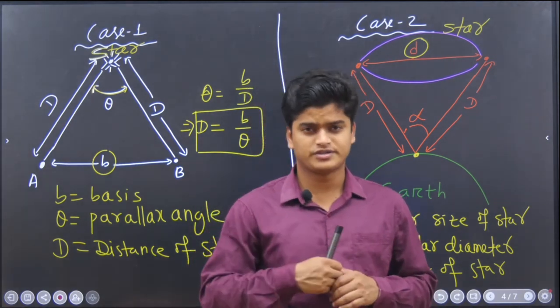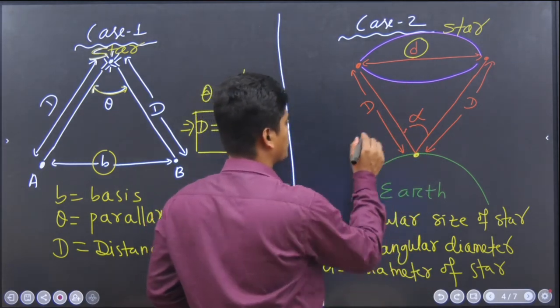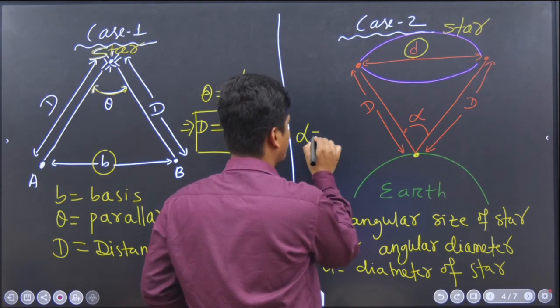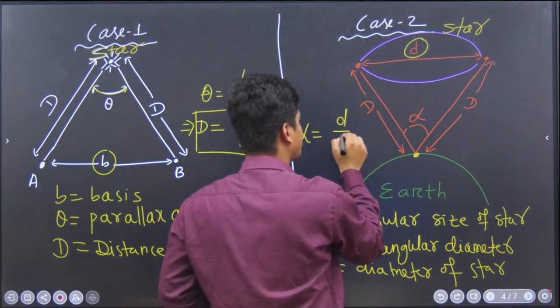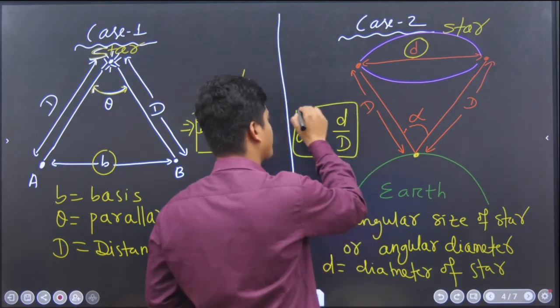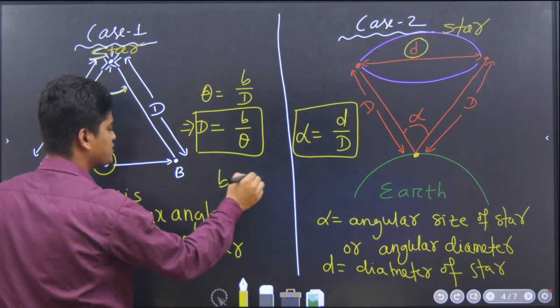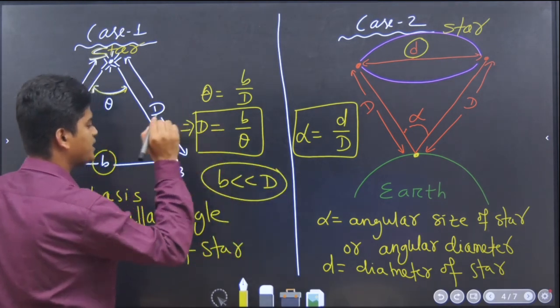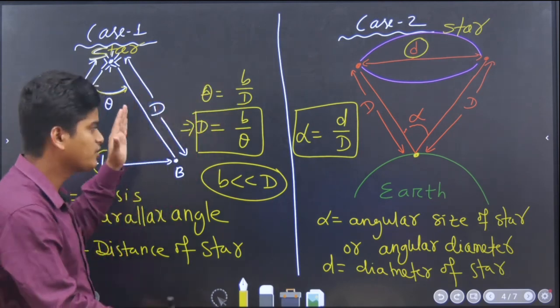Based on this we will do questions. Whenever the situation is like this, what formula do you have to use? Formula alpha equal to how much? Similarly, alpha you want to find, this distance d by capital D. And you remember here this d is very much less than capital D. Okay, that's why this approximation you are taking.